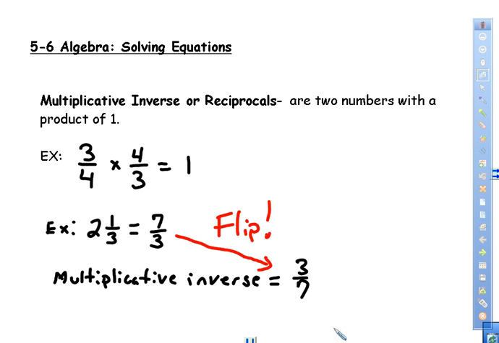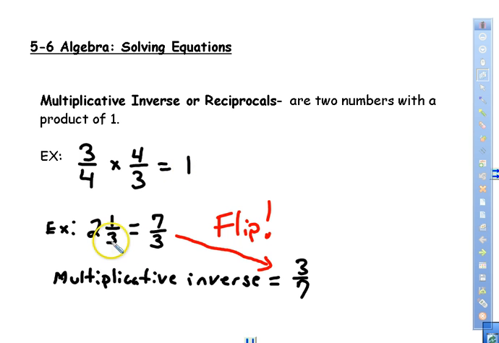All right, so multiplicative inverse or reciprocals, that is meaning the exact same thing. And I know that last year you worked with what we call reciprocals. So I know that's not anything new to you. It is when two numbers have a product of 1. For example, 3/4, the reciprocal or multiplicative inverse would be literally flipping this fraction to be 4/3. And when you multiply them together, 12 over 12, that equals 1 whole.